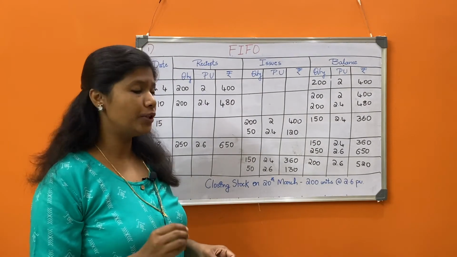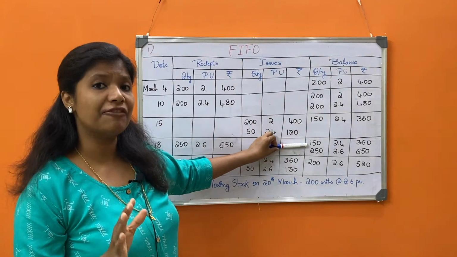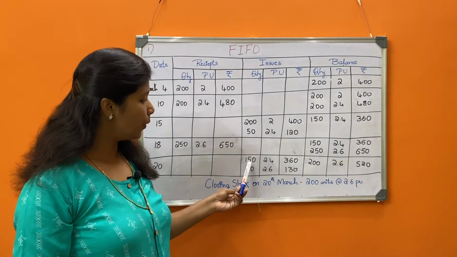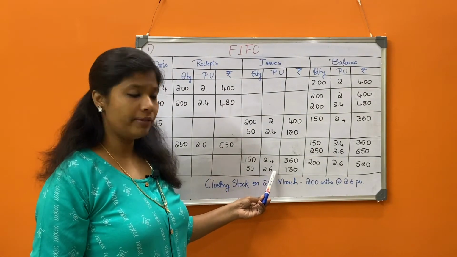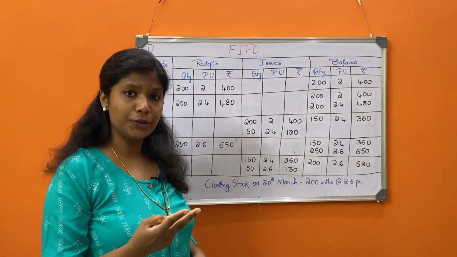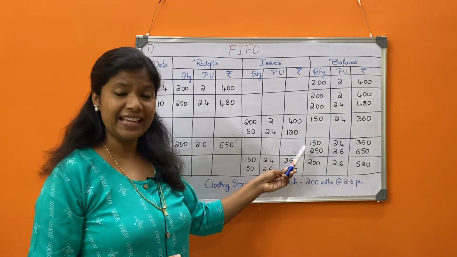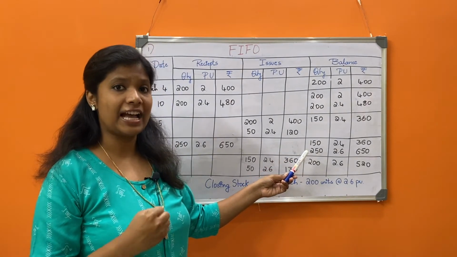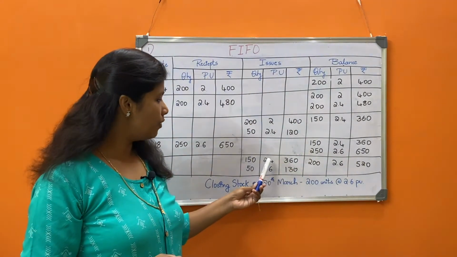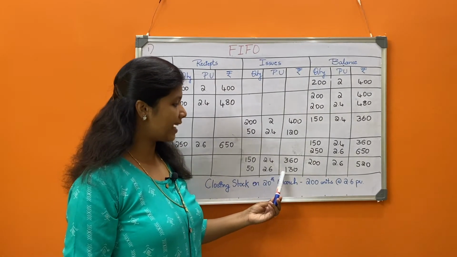How much are we supposed to issue? 200 units of goods. Now, do we have 200 in the first stock? No, we only have 150. Issue the entire stock: 150 at the rate 2.4, 360. How much is the balance now? 200 goods we need to sell, out of which we have sold 150. The remaining 50 units I will be taking from the next stock. So from 250 I will be taking 50 units at the rate 2.6.